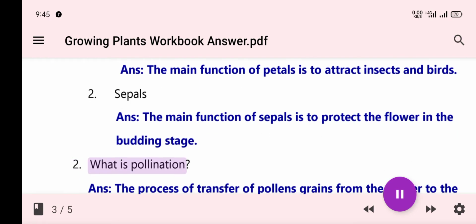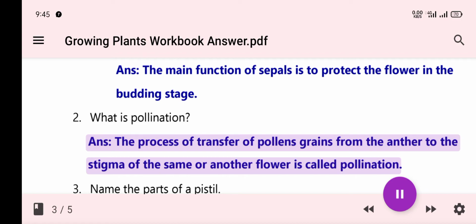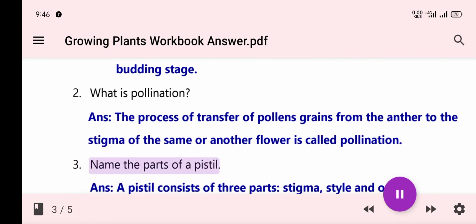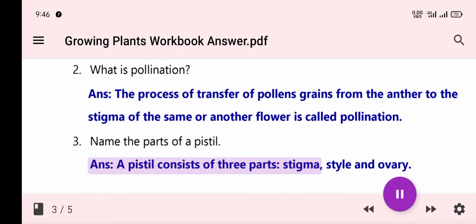2. What is pollination? The process of transfer of pollen grains from the anther to the stigma of the same or another flower is called pollination. 3. Name the parts of a pistil. A pistil consists of 3 parts: stigma, style and ovary.